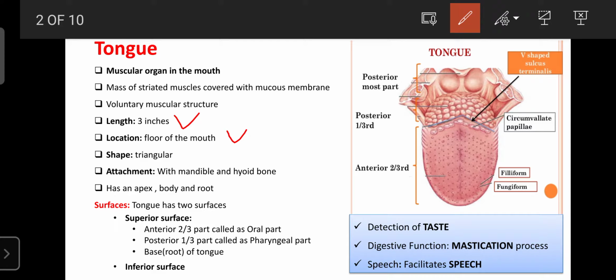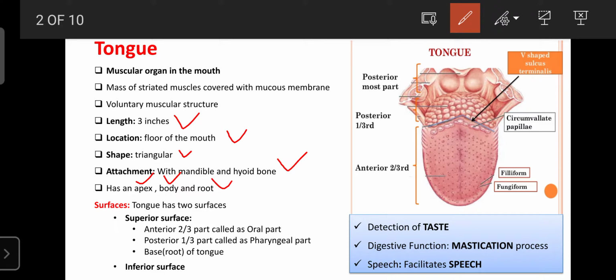Regarding the shape, the tongue is triangular in shape. It is attached with the mandible as well as the hyoid bone. The hyoid bone is present in the neck, just below the skull, and the muscular organ is attached to that hyoid bone. That is the tongue. It also has an apex, a body and a root.